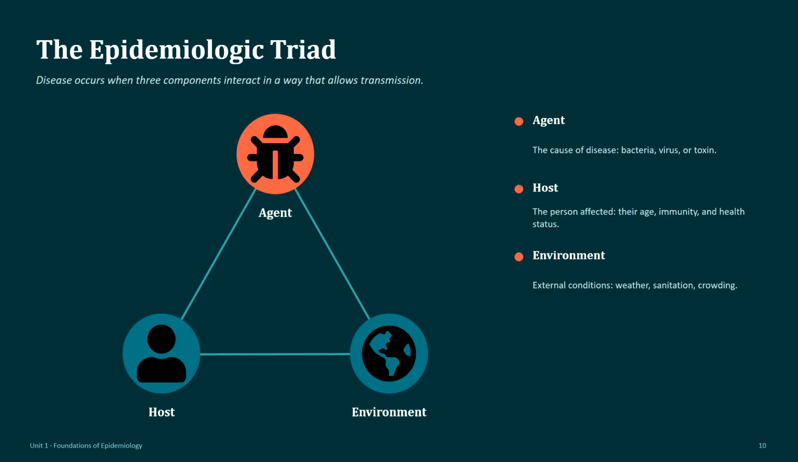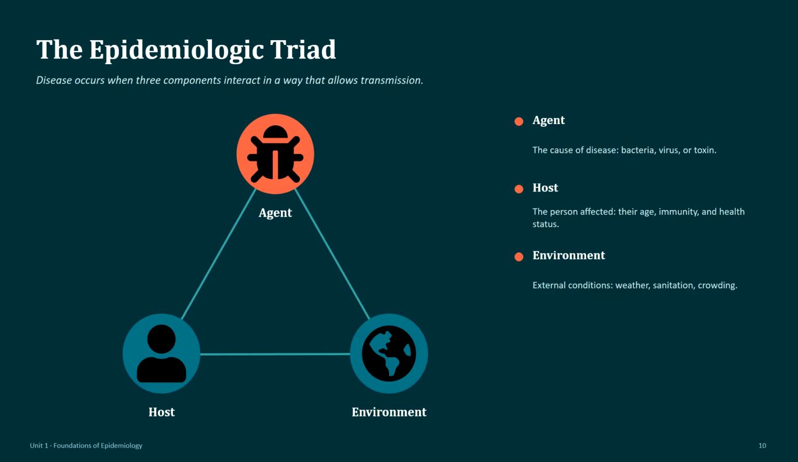Now let's shift from describing outbreaks to explaining why disease happens at all, using a model called the epidemiologic triad. There are three interacting components. Agent is the actual cause of disease: a bacterium, a virus, a toxin. Host is the person affected, their age, their immune status, their overall health. Environment is the external conditions surrounding the interaction: weather, sanitation, crowding, water quality.